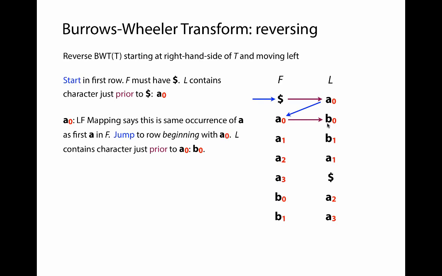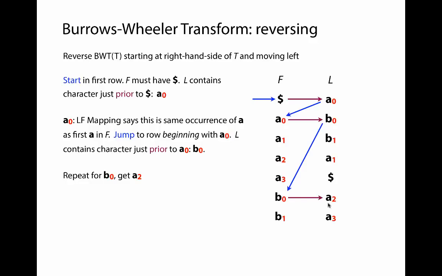So here we have the B of rank 0. So which row begins with the B of rank 0? Well, we have to skip over the $ sign, and we have to skip over all four A's. So it's in row 5. 0, 1, 2, 3, 4, 5. There it is, the B of rank 0. So we hop there next. And again, because this row is a rotation, we can look in the last column of that row and see the character that precedes the B of rank 0, and that's the A of rank 2.